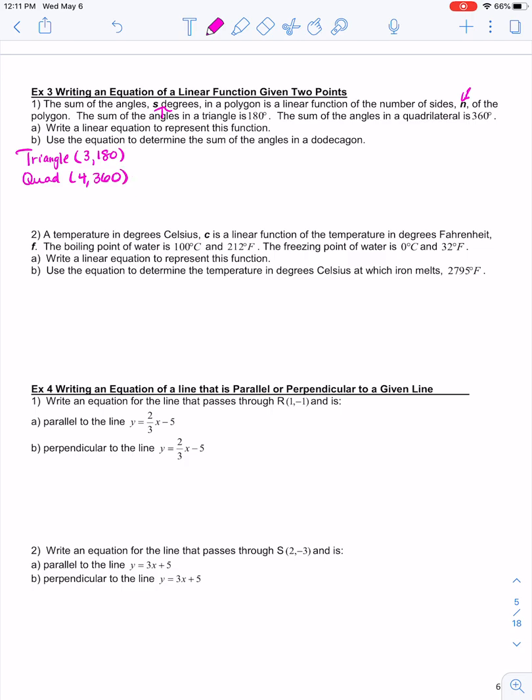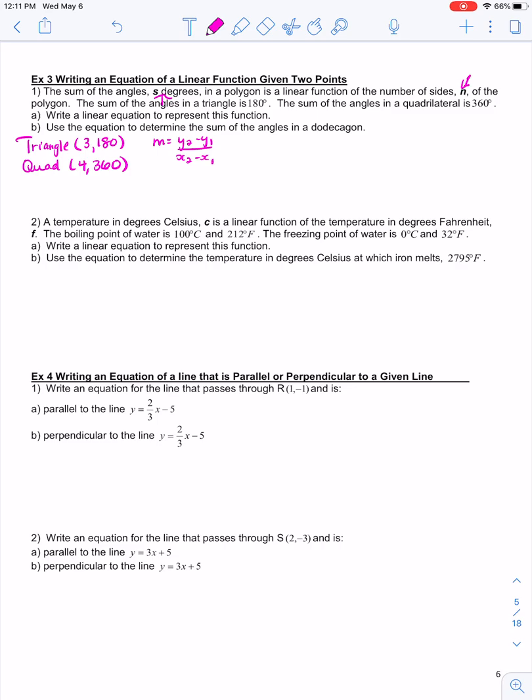So the first thing we need to do is use the slope formula. The slope formula says y2 minus y1 over x2 minus x1. So if you need to, label your points x1, y1, x2, y2. So y2 is 360 minus y1, which is 180, divided by x2, which is 4, minus x1, which is 3. So my slope is 360 minus 180, which is 180, over 4 minus 3, which is 1. Perfect.